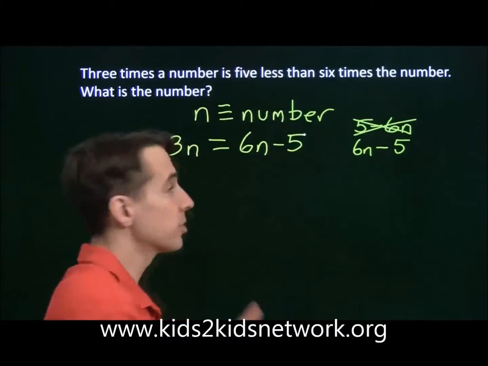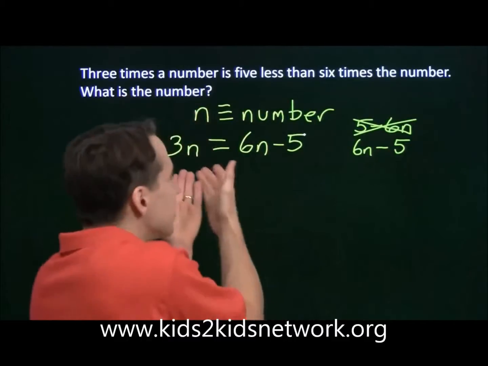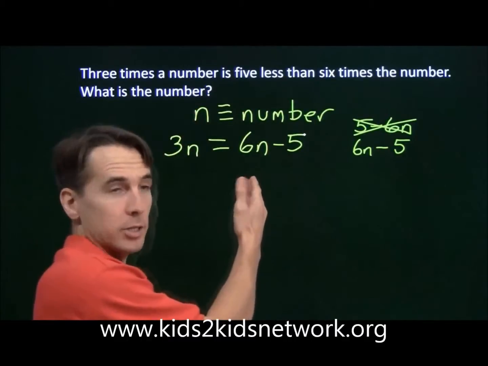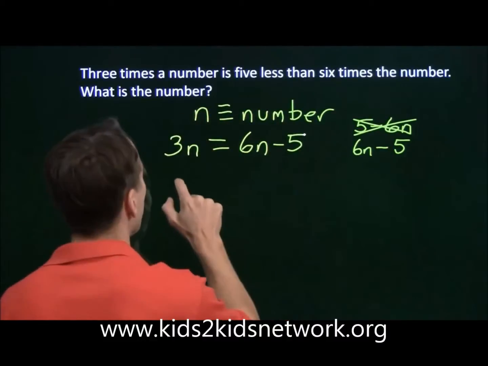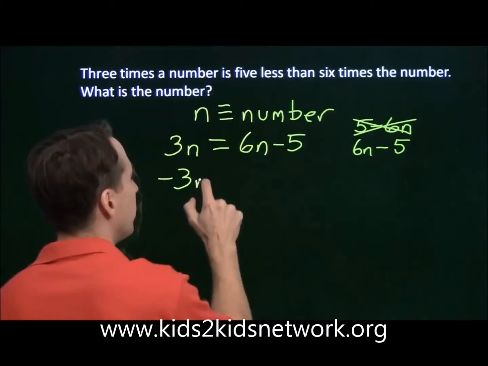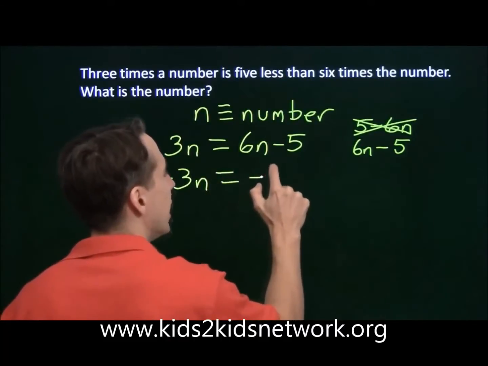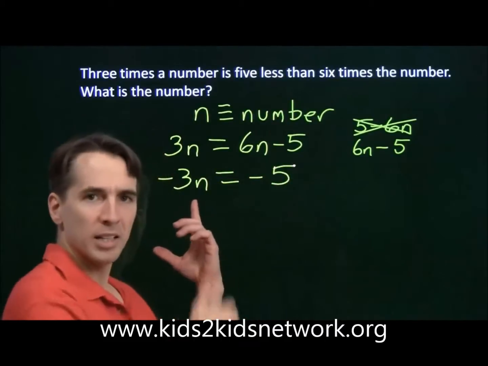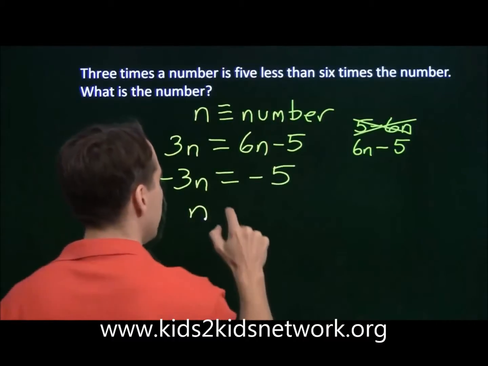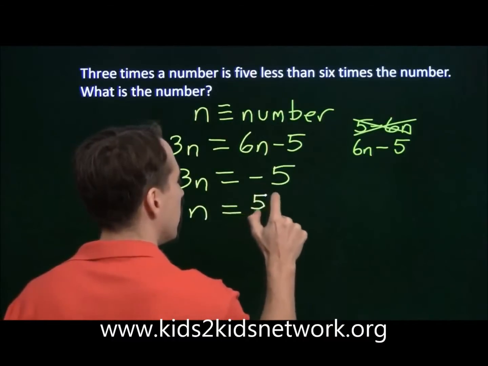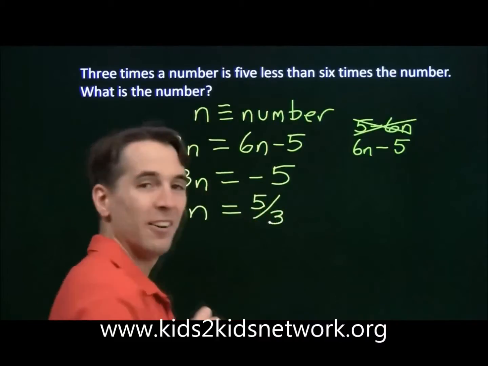Now I have an equation to solve. I've turned all these words into this simple equation. We know how to handle this. We'll start off by subtracting 6n from both sides, get all the variables on one side. That'll give me negative 3 times n equals negative 5. And now I get n by itself by just dividing by the negative 3. Negative divided by negative is a positive. So I get n equals 5/3.